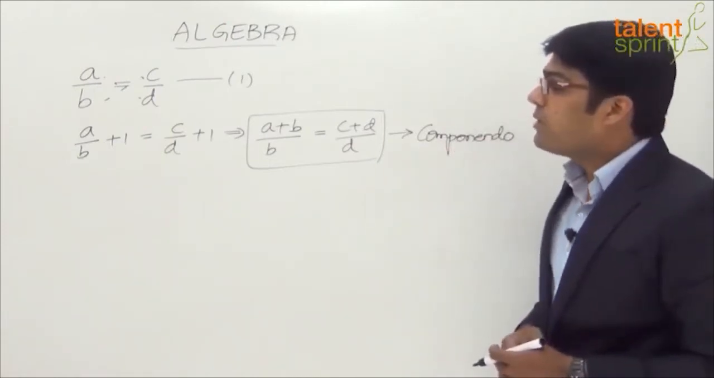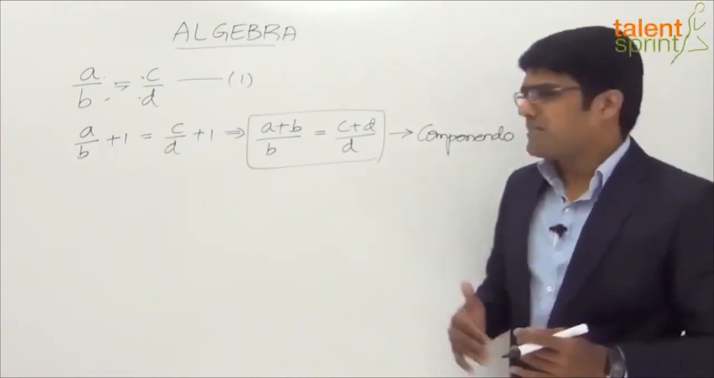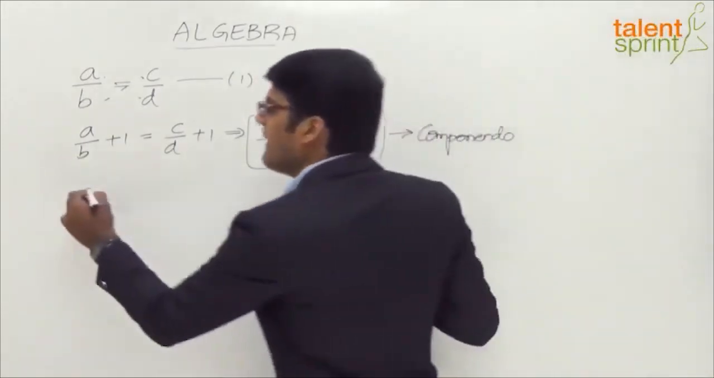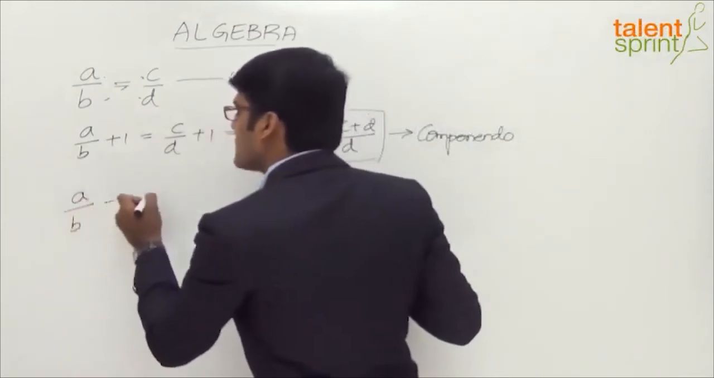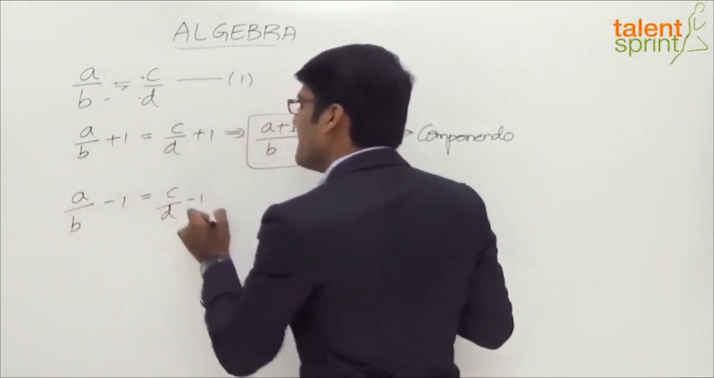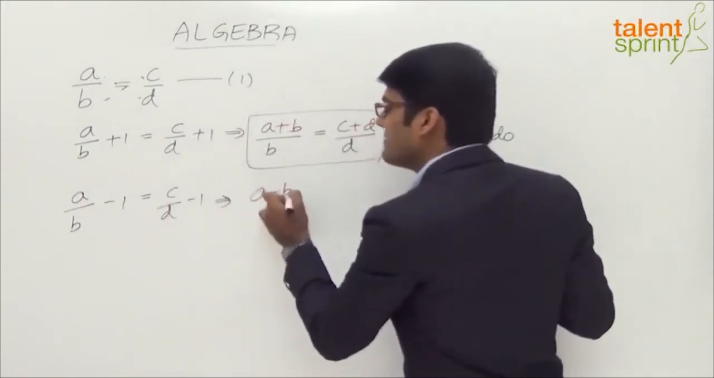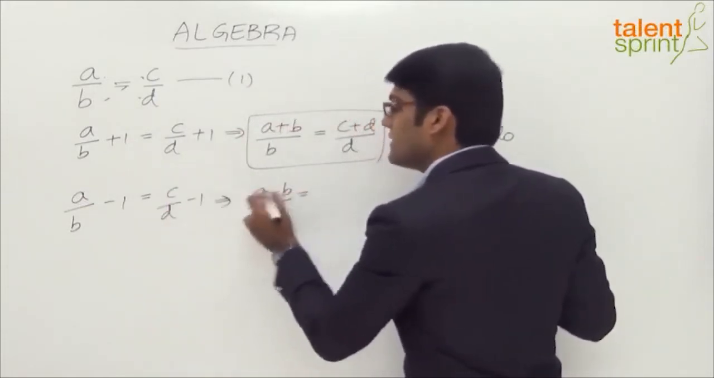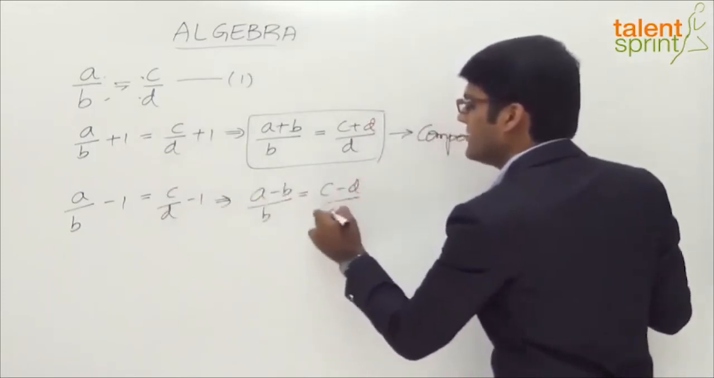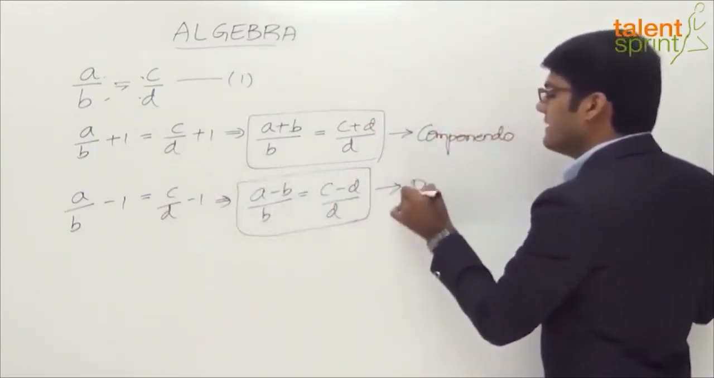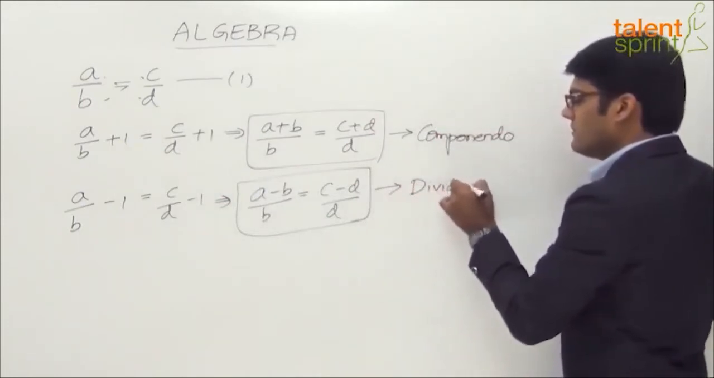Let us now go for another relationship. Let us subtract 1 from equation number 1, on both the sides. So what do we get? A by B minus 1 equals C by D minus 1. And then simplifying further, what do we get? A minus B by B equals C minus D by D. And this is the new relationship which is known as dividendo.